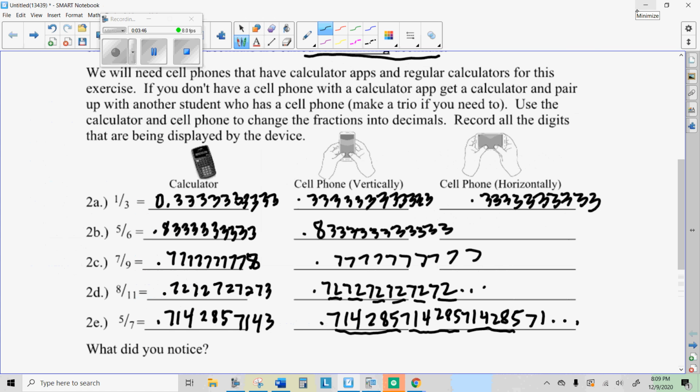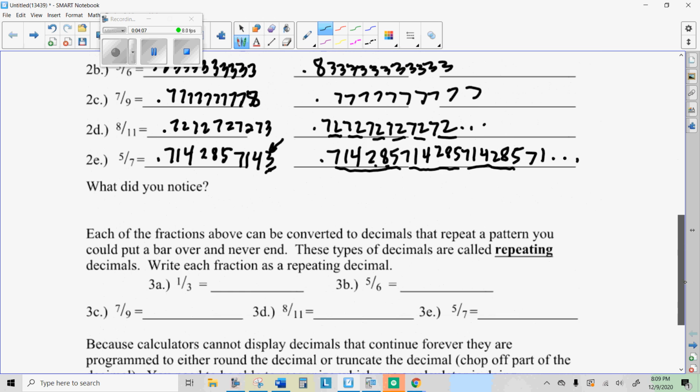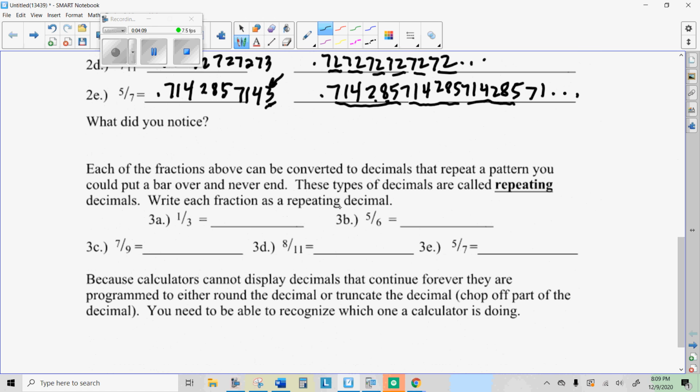Now, if the number was below 5, then rounding it became a 3. But like on this one, the next number after this 4 is 0.1428, so that 8 rounds this up to a 3. So that's what's happening. Each of the fractions above can be converted to decimals that repeat.